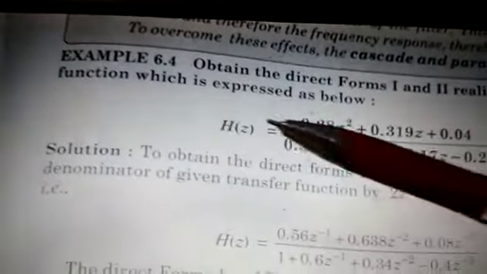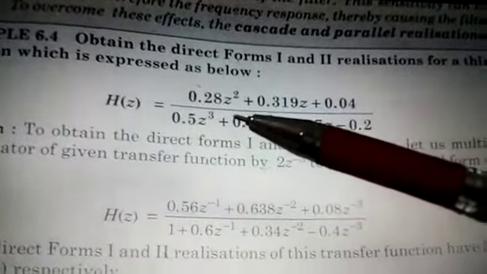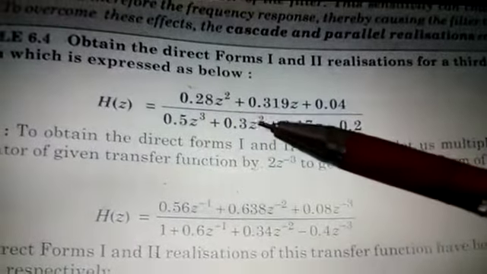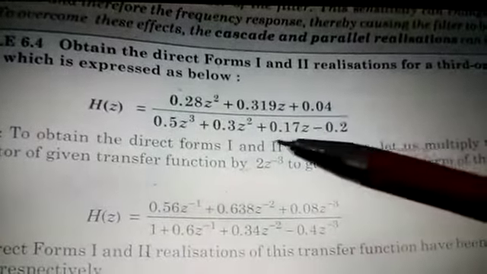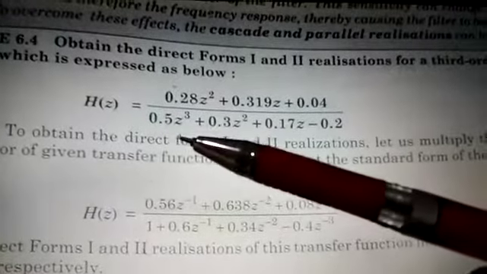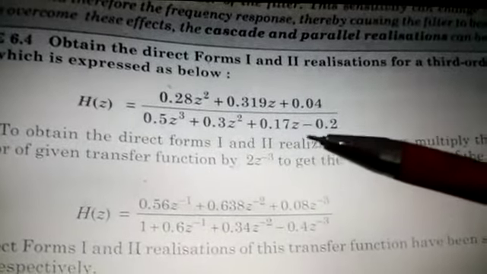Now see this numerical. Obtain the direct form 1 and 2 realization for a third order IIR filter function which is expressed as below. H of z is equal to 0.28 z square plus 0.319 z plus 0.04 upon 0.5 z cube plus 0.3 z square plus 0.17 z minus 0.2.